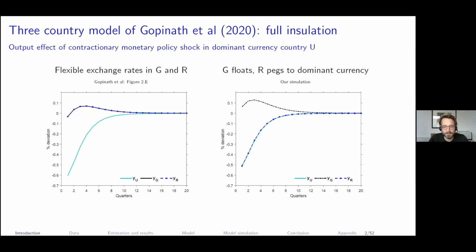In the right panel, we contrast this, again using the Gopinath et al. model, and we just change it a little bit. We now assume that country R operates an exchange rate peg with the dominant currency, so it pegs to the dollar. Then you see its output, given by the blue dashed line, collapsing in sync with US output. So there's no more insulation, as the textbook would say, under the peg, while country G still operates on that float, and so it's insulated from the shock.